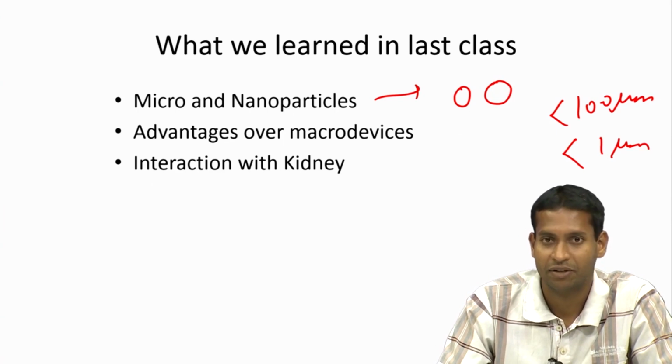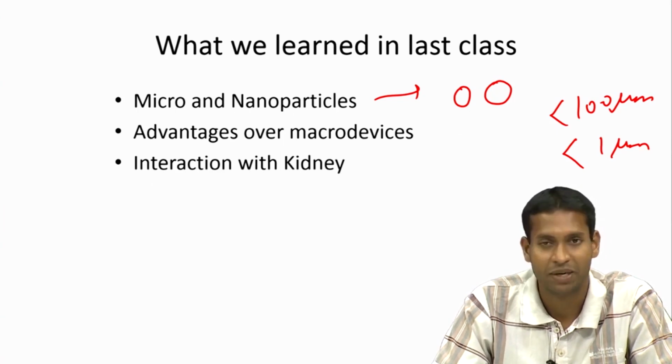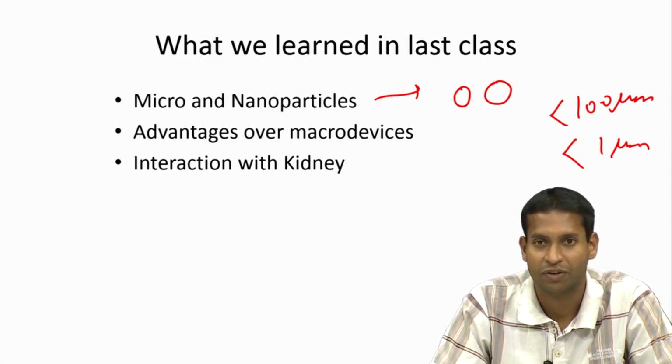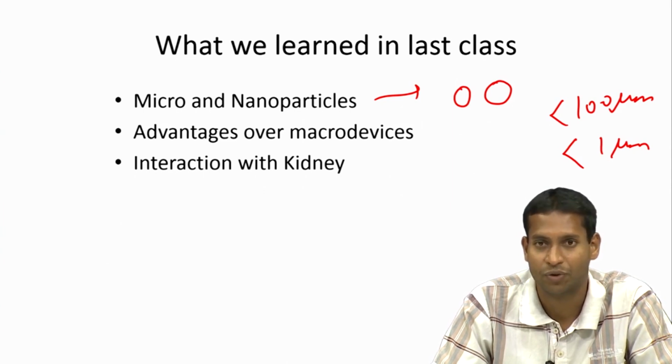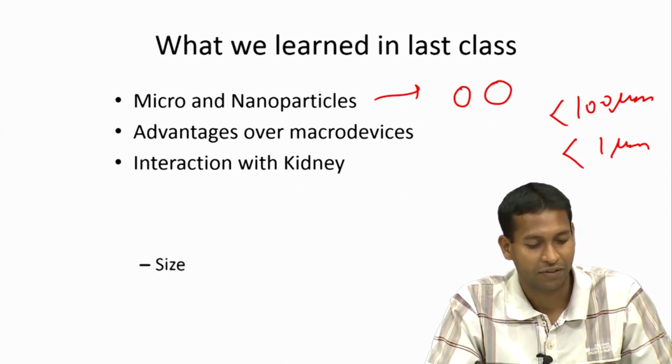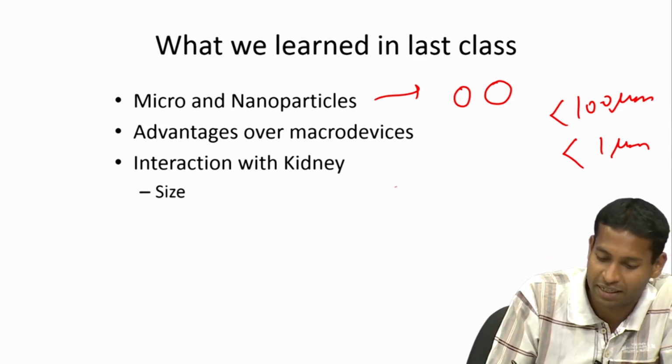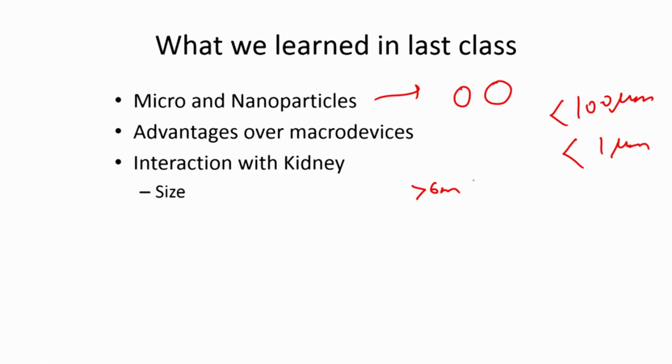And then we discussed how they interact with the kidney. The kidney is again one of the major organs that decides the residence time of these particles. First, we looked at what size ranges of particles flow through the kidney and what do not. The first thing we talked about was size, and we found that anything greater than 6 nanometer will not be filtered, just because the GBM, the glomerular basement membrane, is not going to let it pass through.